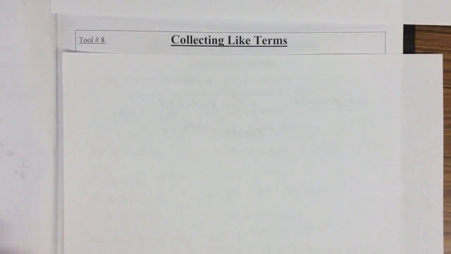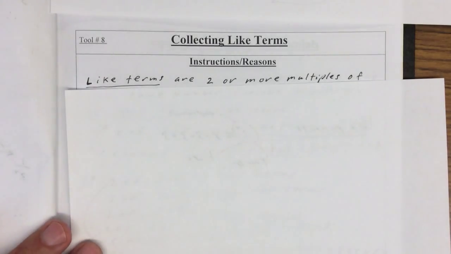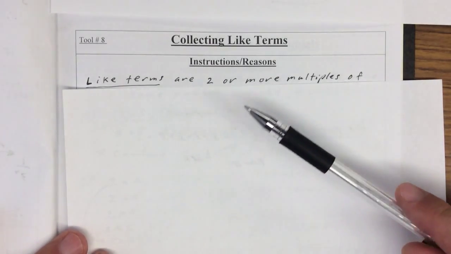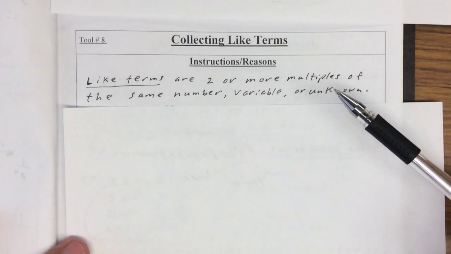Okay, we're going to look at some more algebra, so collecting like terms and adding and subtracting polynomials. So collecting like terms. First of all, we need to understand what like terms are. Like terms are two or more multiples of the same number, variable, or unknown.